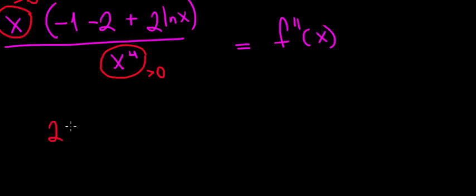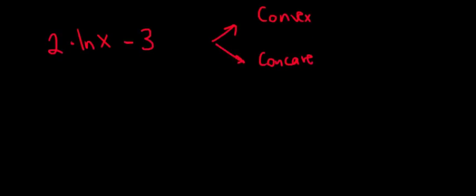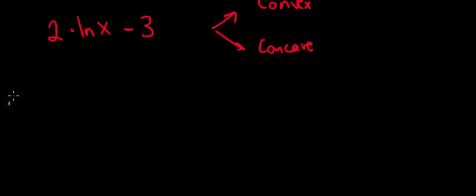Let's write it as 2 times ln of x minus 1 minus 2. That's equal to minus 3. Now we want to know where the function is convex and where the function is concave. So we want to know the range where this expression is positive and where this expression is negative. Well, let's see. We can find it out if we make it 2 times ln of x minus 3 equals 0, and we'll show the range on a number line.